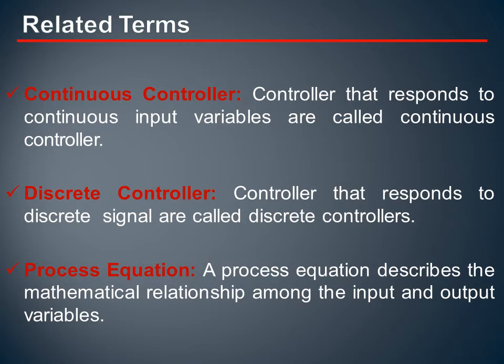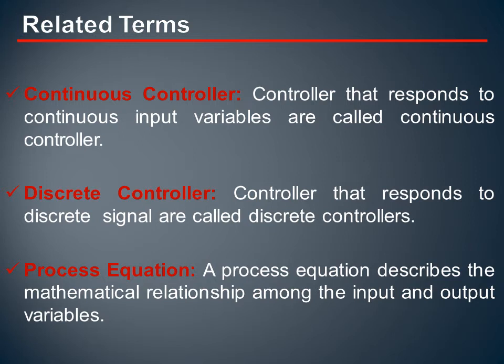So here are some terms related to the process control and the control actions. First term is continuous controller. A continuous controller is the controller that responds to continuous input variables. Then discrete controllers are the controllers which respond to discrete signals. Simply, the controllers having continuous input are called continuous controllers, and the controllers having discrete input signal are called discrete controllers.